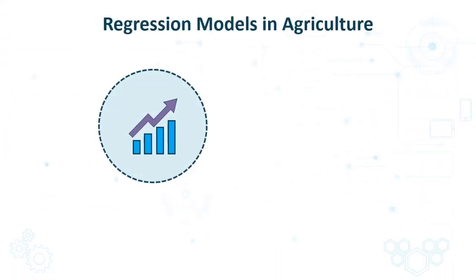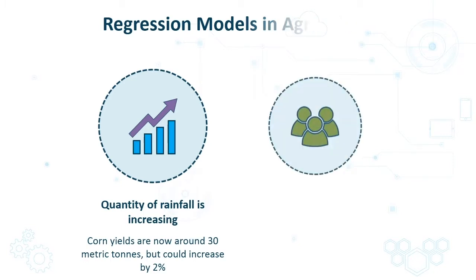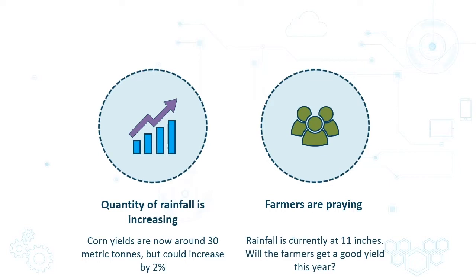Continuing with our rainfall and crop yield example, consider that at this current season, the quantity of rainfall is set to increase. So we currently expect a crop yield of around 30 metric tons, but given the increase in rainfall, we anticipate that the crop yield will also go up. So based on the current predictions, there will be 11 inches of rainfall in this season.